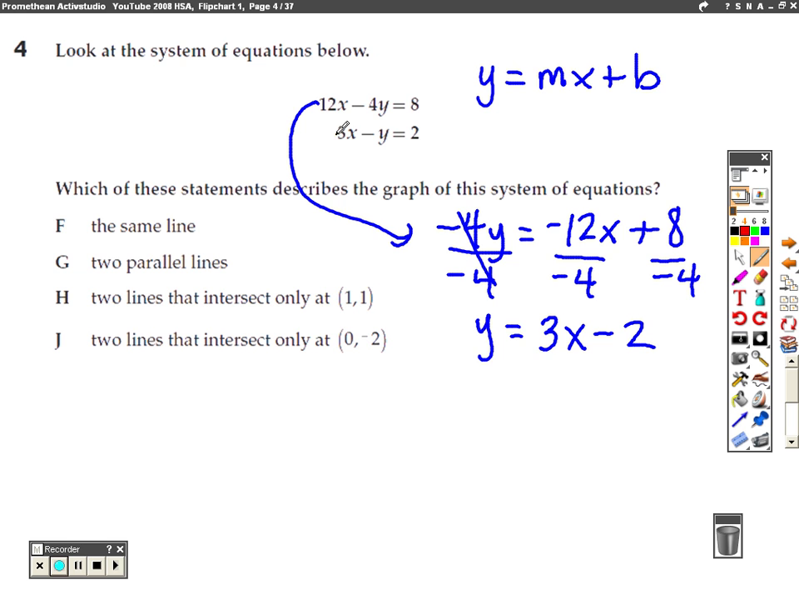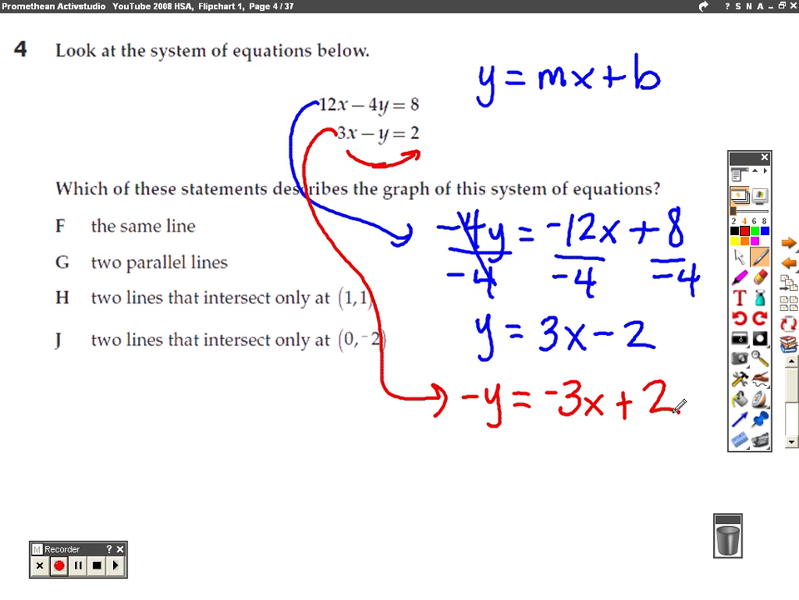To get y by itself in the second equation, it's a little bit easier because there's no coefficient other than -1 with the y. The first thing I'm going to do is to move the 3x to the other side by subtraction. So I get -y equal to -3x. Remember, I'm changing sides, so I'm changing signs, plus 2.